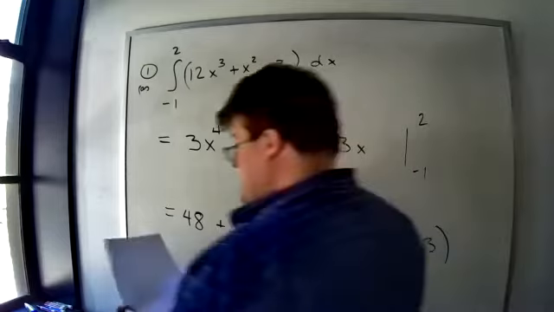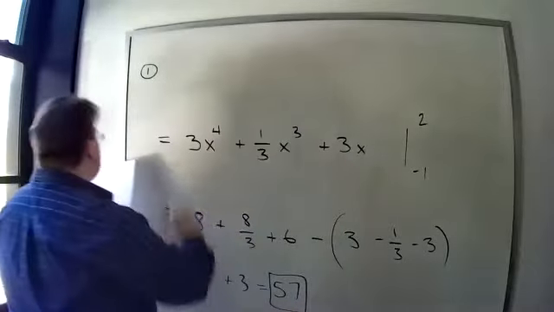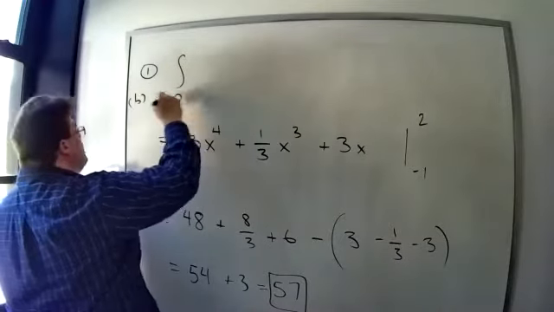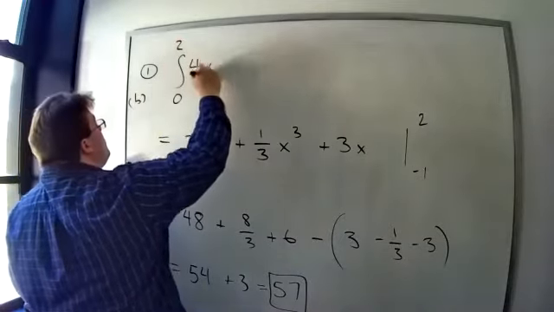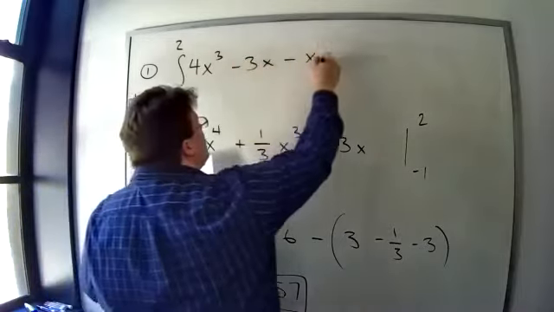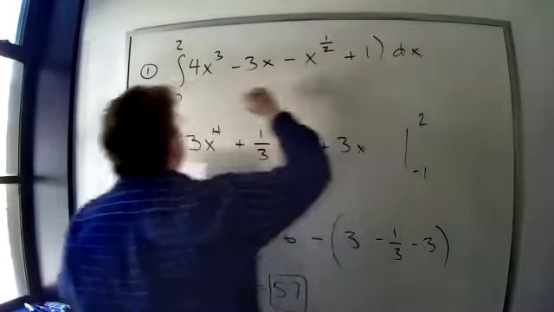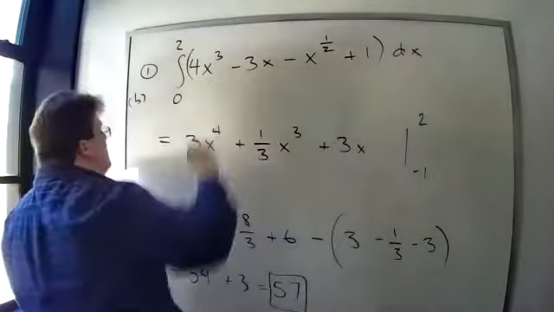Okay, next, part B. Integral from 0 to 2, 4x cubed minus 3x minus x to the half plus 1 with respect to x. So again, we're going to have some power rules here. And what do we have? Well, is that the same as the first one? Oh, no, it was a 12 in the first one.